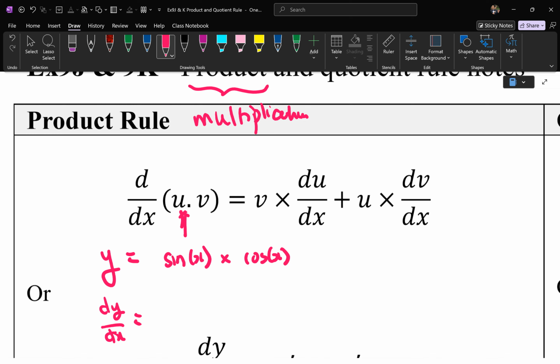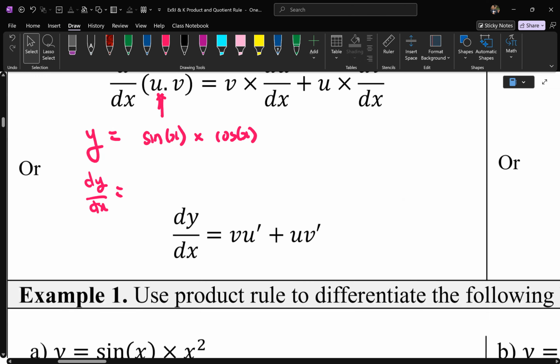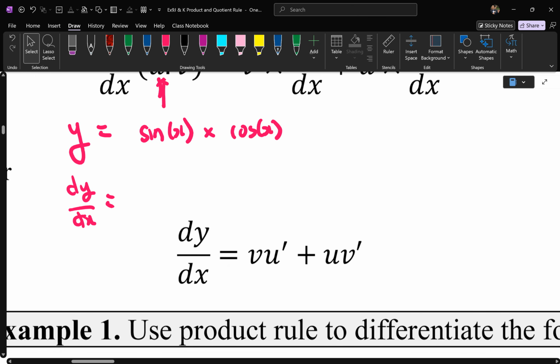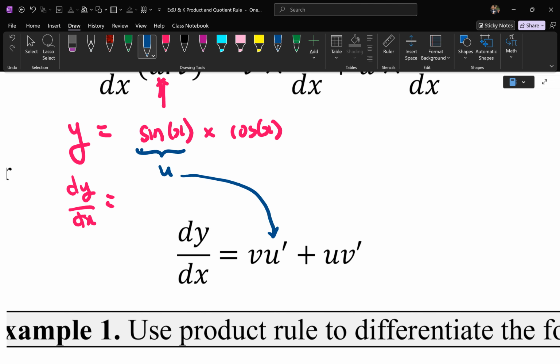So the product rule is equivalent to this. If you can see there's a u times a v function, then the derivative is v, which is the original one, times the derivative of the first function, plus u times the derivative of the second function. In other words, it looks like this. So if I called this u, I need to find u dash, which is the derivative of sine. And if I called this v, then I need to find the derivative of v.